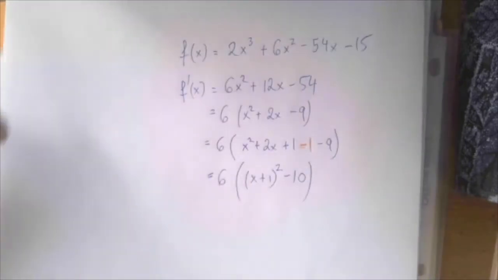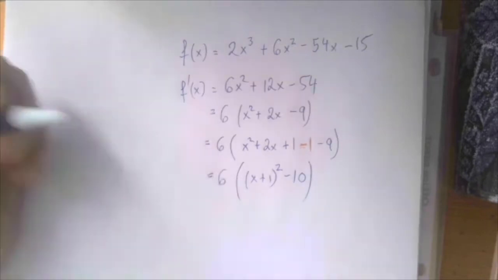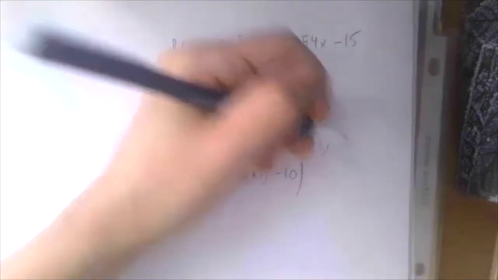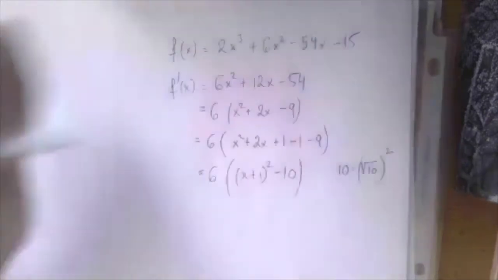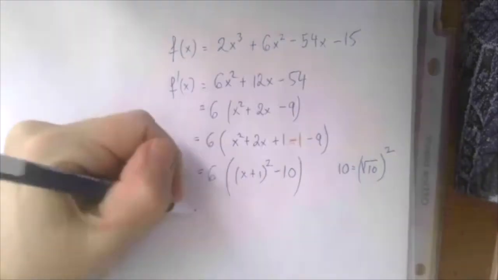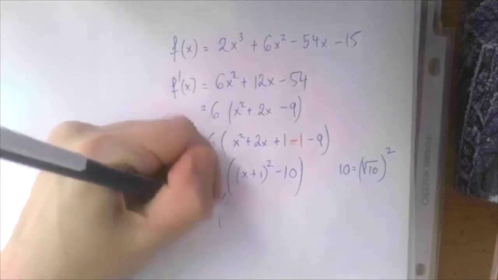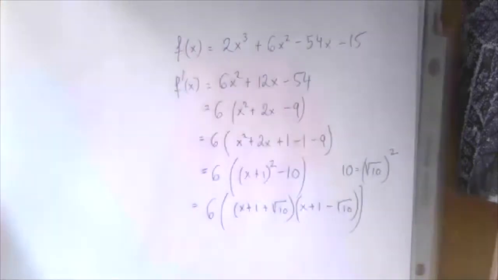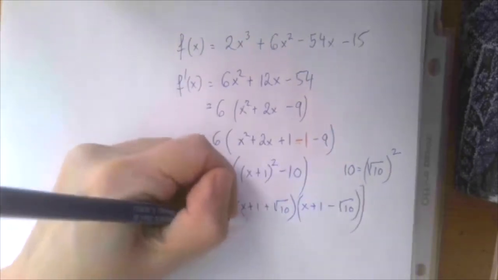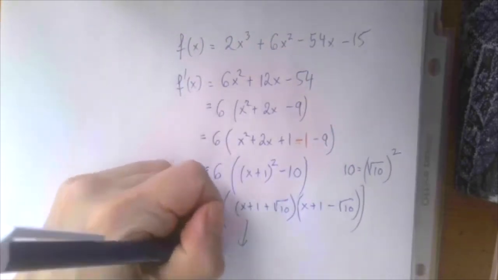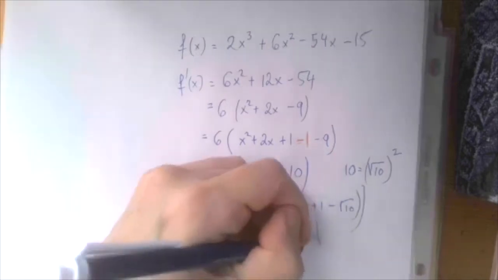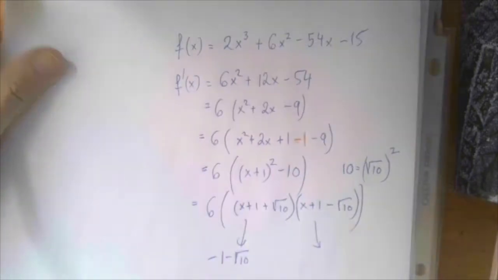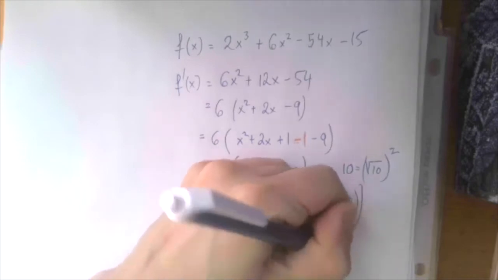And 10 is a square, just not pretty. So we're going to be able to factor via the difference of squares theorem, because 10 is the square of its own square root. So we have 6 times x plus 1 plus root 10 times x plus 1 minus root 10. And when we solve for the zeros of the linear factors, we get that this one is 0 when x is negative 1 minus root 10. And this one is 0 when x is negative 1 plus root 10.